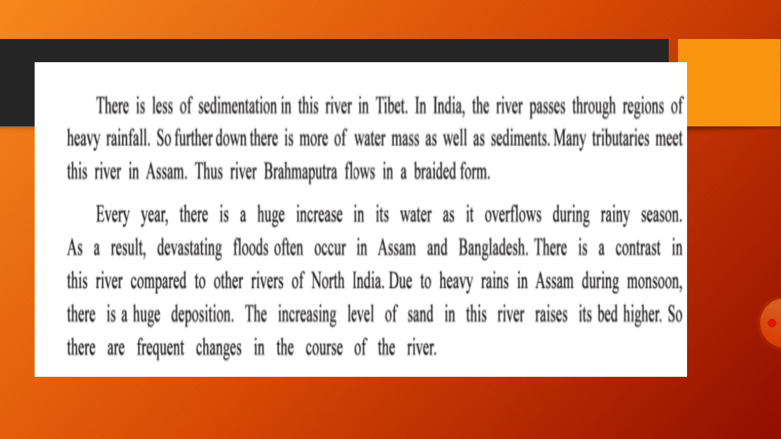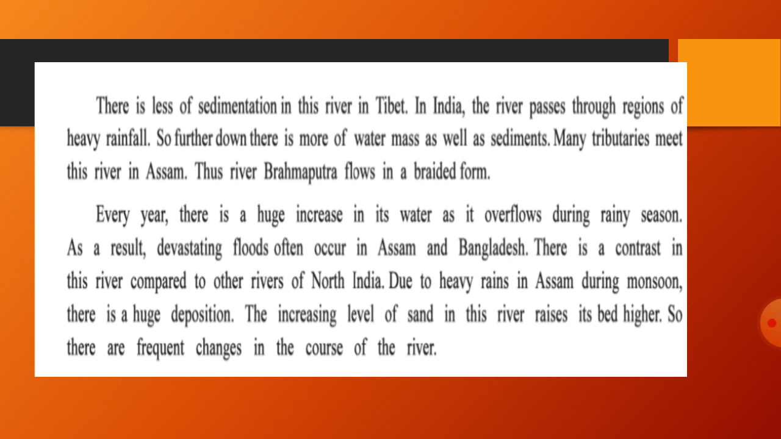Due to heavy rain in Assam during monsoon, there is a huge deposition, and the increased level of sand in this river raises its bed higher. So there are frequent changes in the course of the river. Let us discuss the Brahmaputra river again from the beginning.